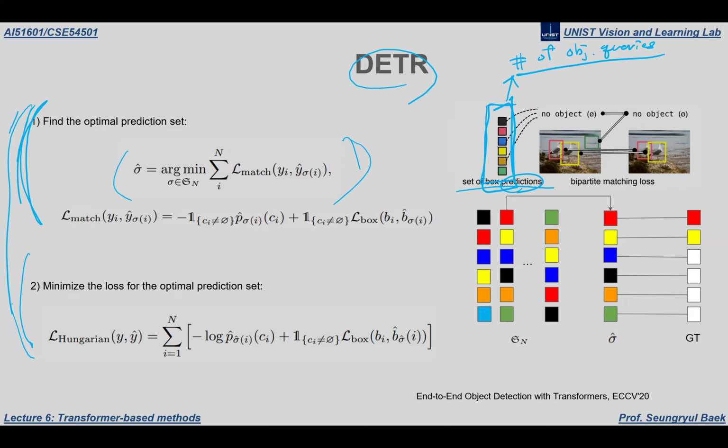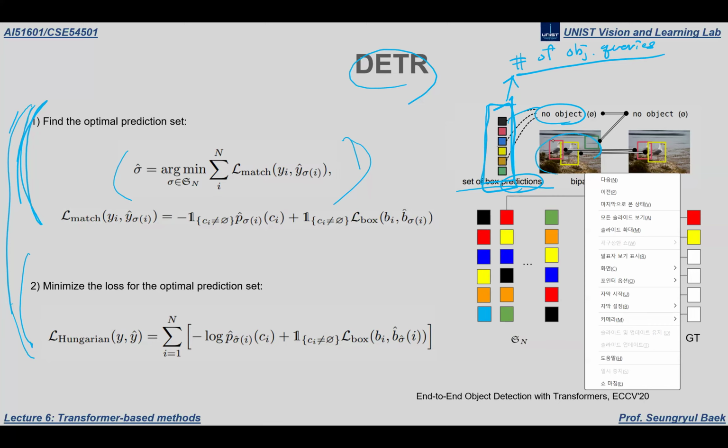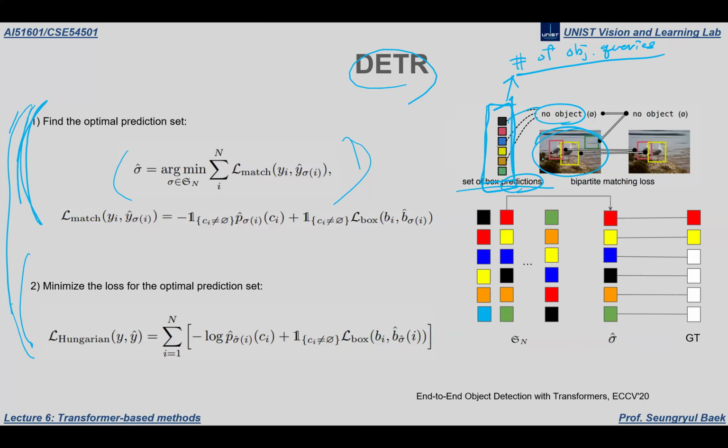But some of them have to be mapped to background, which means no object class. So, for example, in this type of image, because there are two ground truth objects, if we predict 300 predictions, only two have to be close to the ground truth bounding box and their class information, but the remaining 298 predictions have to be mapped to no object. Are you guys understanding that?